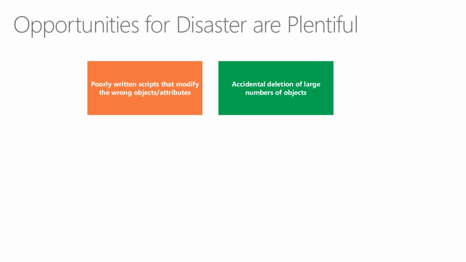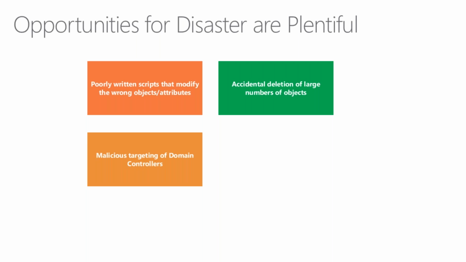Accidental deletion of large numbers of objects. So I just gave myself an entree into that subject. AD has done a much better job with the protect accidental deletion flag on OUs and Active Directory users and computers, where you can protect objects like OUs or users and groups from being accidentally deleted. But this can still happen inadvertently or otherwise, and so the ability to recover from that in a quick and timely manner is super critical.